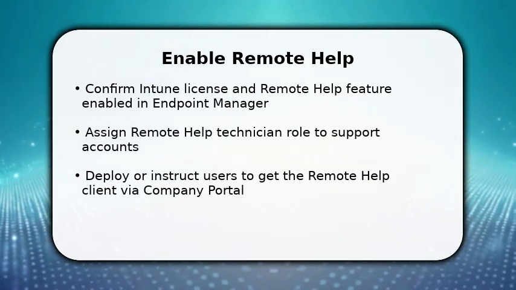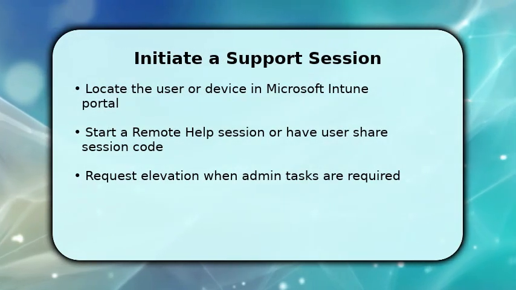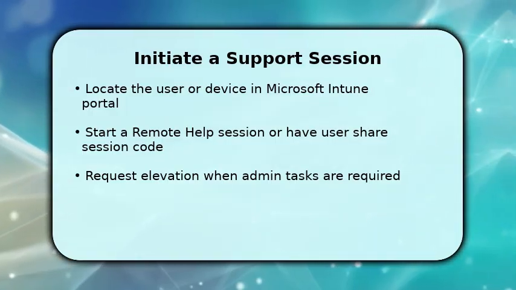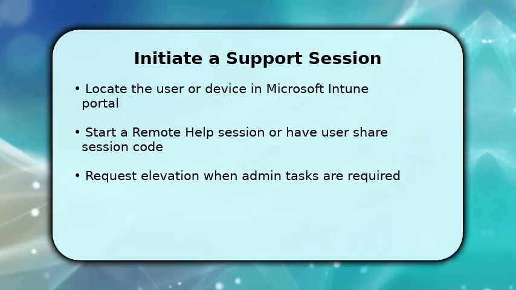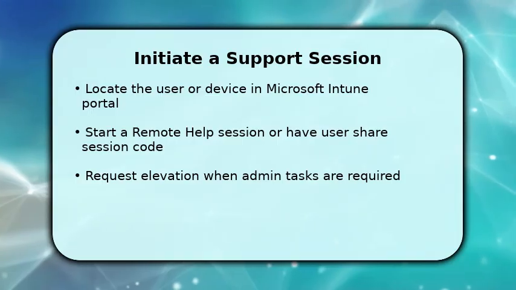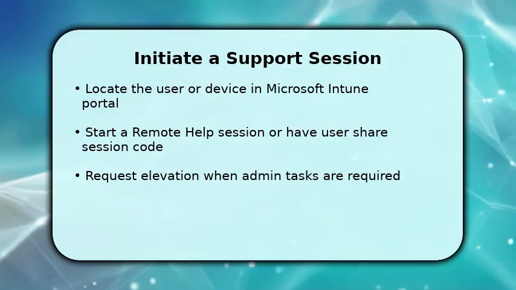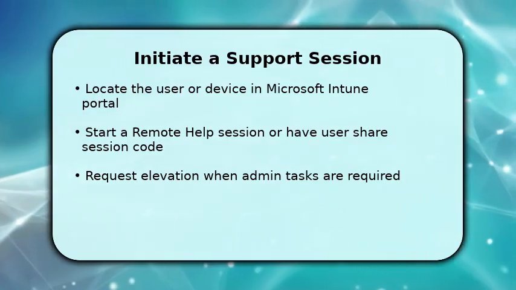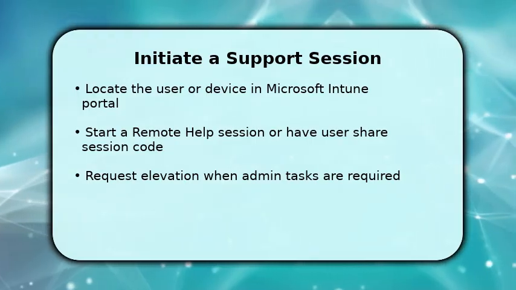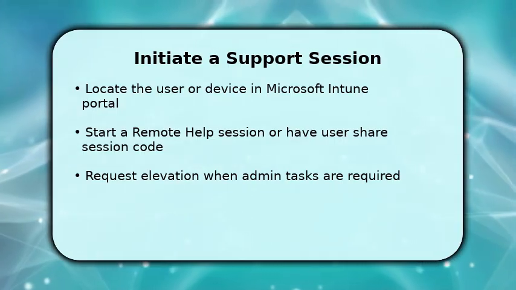Now you actually connect. In the Intune portal, select the user or device and choose Start Remote Help, or ask the user to open the Remote Help app and give you the session code. Both work. Once connected, use chat, file transfer, screen view, and annotation to diagnose. If you need admin rights, request elevation. The user grants one-time consent or you use admin consent workflows. Make sure you confirm identity and explain actions to the user before making system changes.